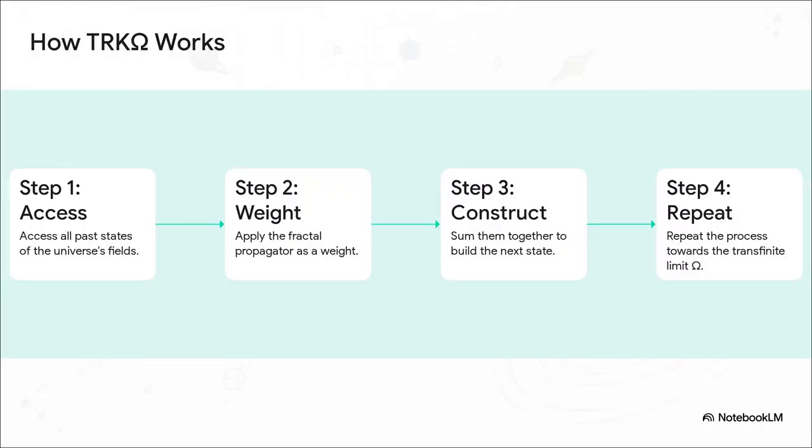So here's how it actually works, step by step. First, the kernel looks at all the previous states of the universe, its entire history. Then it uses that fractal propagator we talked about to figure out how much weight to give each part of that history. Finally, it just sums all of that up to build the next moment. It's a step-by-step, constructive, and completely singularity-free way for reality to move forward. And just like that, problem 3 is solved.